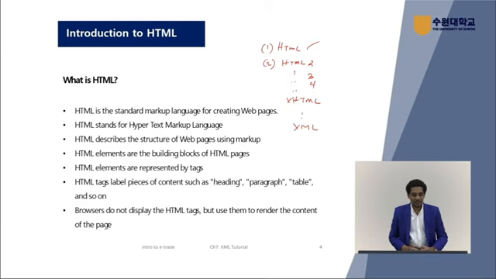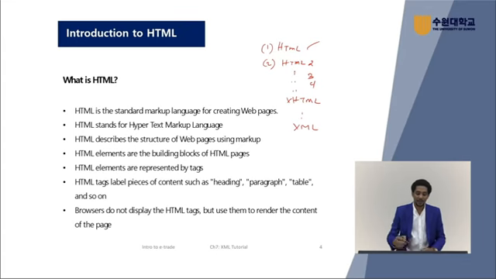right? So HTML is a standard markup language for creating web pages, and it stands for hypertext markup language, which is used to view hypertext documents. And HTML describes the structure of web page using a markup. And HTML elements are building blocks of HTML page. We will talk about what are elements, what are tags, and what are attributes in XML too.